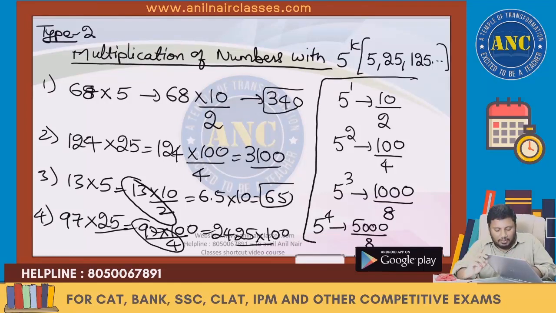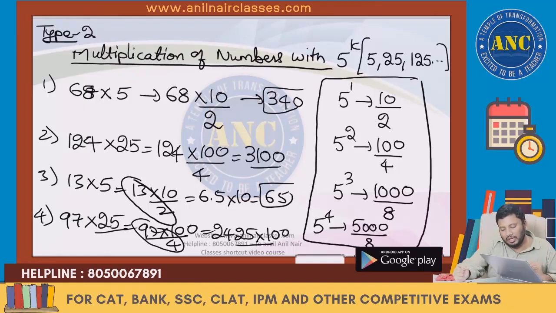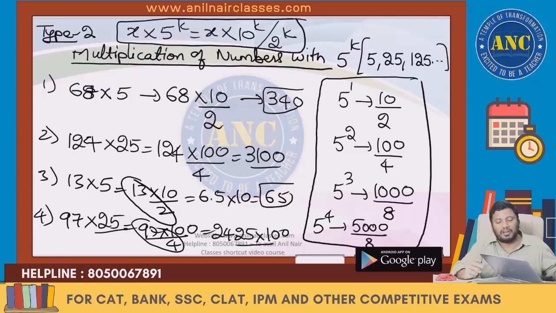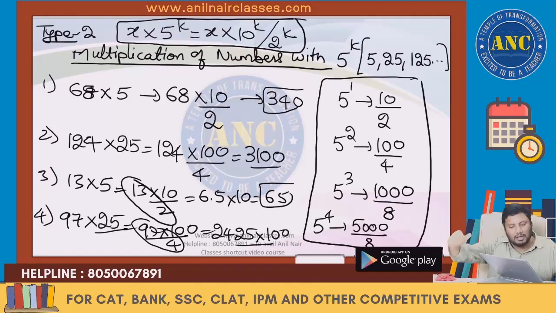5 means 10 by 2. 5 square means 100 by 4. 5 cube means 1000 by 8. 5 power 4 means 10000 by 16. So x into 5 power k is x into 10 power k divided by 2 power k. Please write down this logic. 5 is 10 by 2. 5 square is 10 square by 2 square. 5 cube is 10 cube by 2 cube. I hope the idea is clear. Multiplication of numbers with 5 power k.